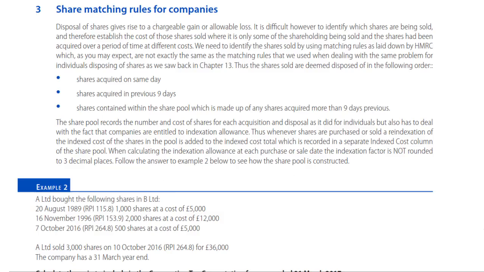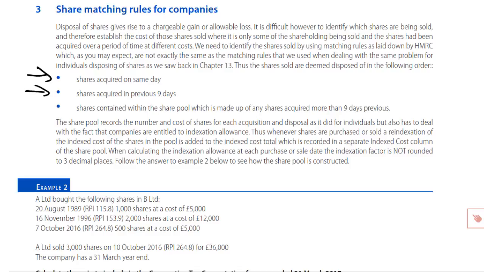So, our matching rules, therefore, when dealing with disposals of shares by companies. Like with individuals, unlikely to feature within a question, we would match a disposal firstly with any other shares in that company acquired on the same day. Once we've got rid of that, we then look at any shares acquired in the previous 9 days, much more likely as a possibility for an exam. If there were any, these are dealt with individually, and we directly match the proceeds on the sale of these shares with the original cost of those shares.